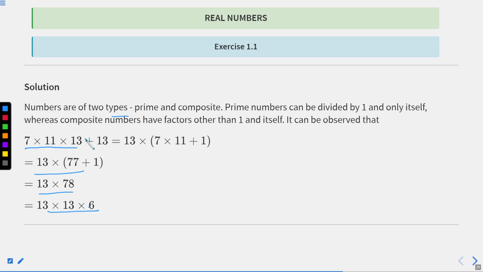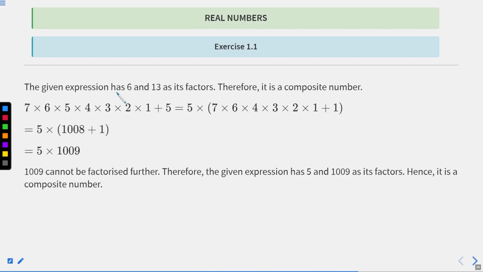Now for the second one, 7 into 6 into 5 into 4 into 3 into 2 into 1 plus 5. Here 5 is common in both terms, so we can take 5 common. So this is equal to 5 into (7 into 6 into 4 into 3 into 2 into 1 plus 1). If we multiply these numbers, this is equal to 5 into (1008 plus 1), and this is equal to 5 into 1009.